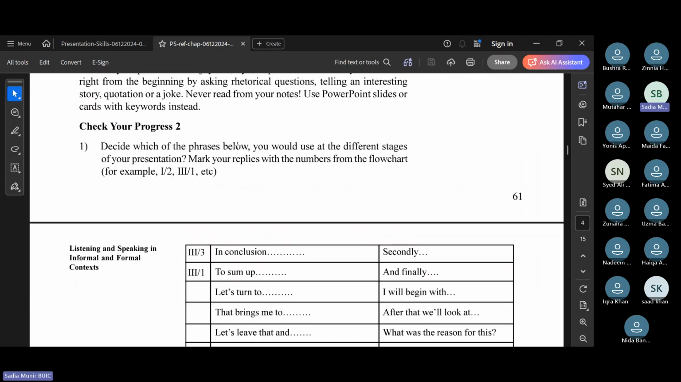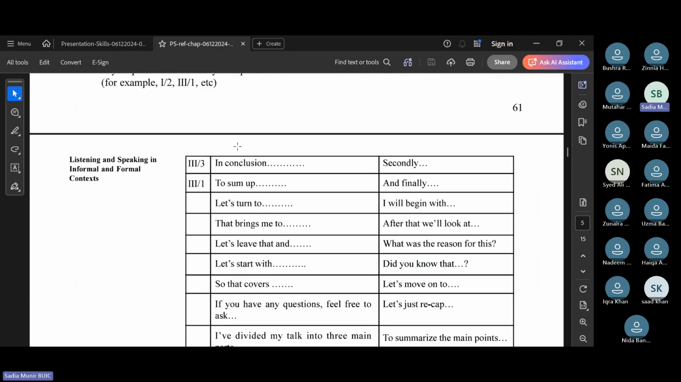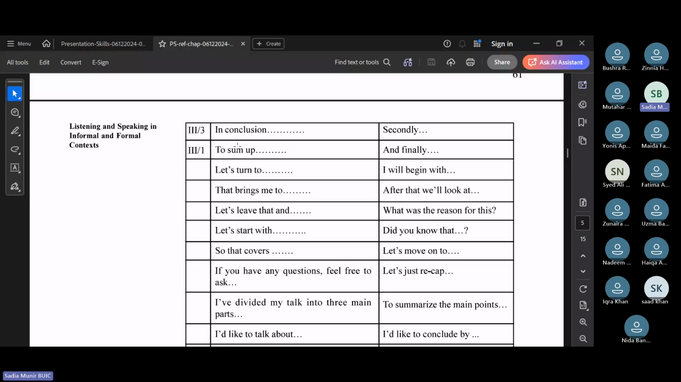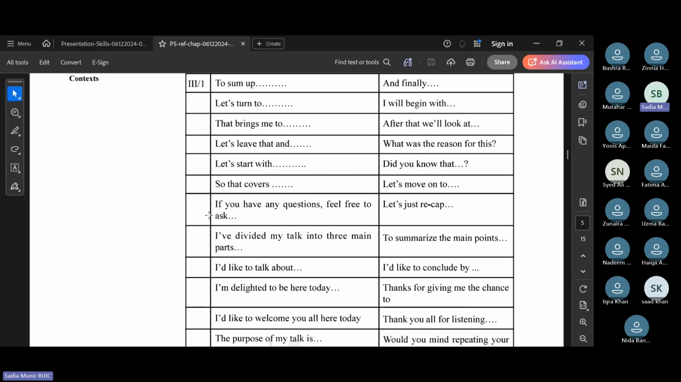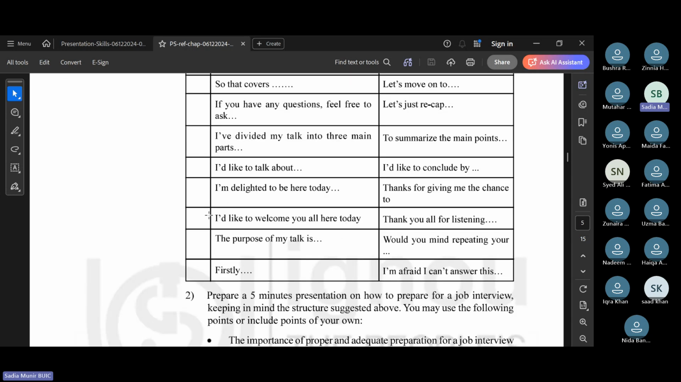Then progress है. और जब आप ending करते हैं या जो transition markers आप use कर सकते हैं, these are some of those that are written. For example, to conclude, you can use in conclusion, to sum up. ठीक है? To summarize the main points of my talk, I would like to conclude by telling you this or that. Thank you all for listening, and this is my conclusion. तो ये जो expressions हैं आप इनको देख सकते हैं.